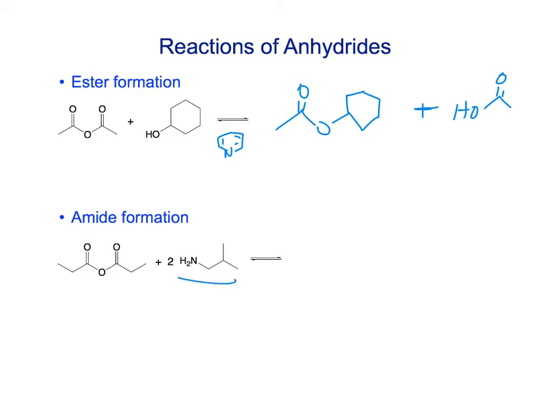Down here again, notice we're using 2 equivalents of amine. And so again, we can just form an amide like this, plus we're going to have our ammonium ion of this, plus the carboxylate anion. Right, so this is just a salt down here.